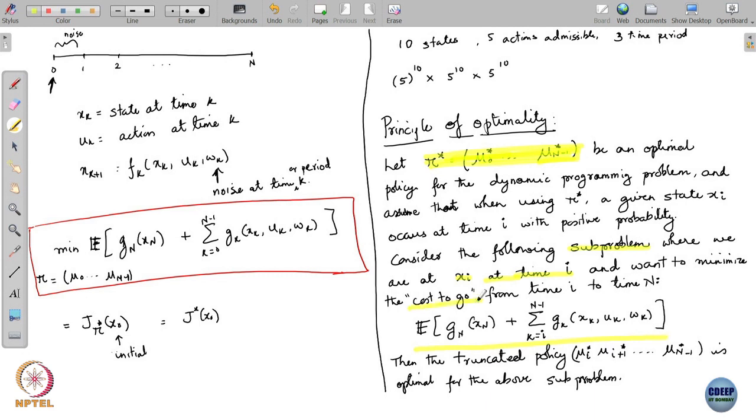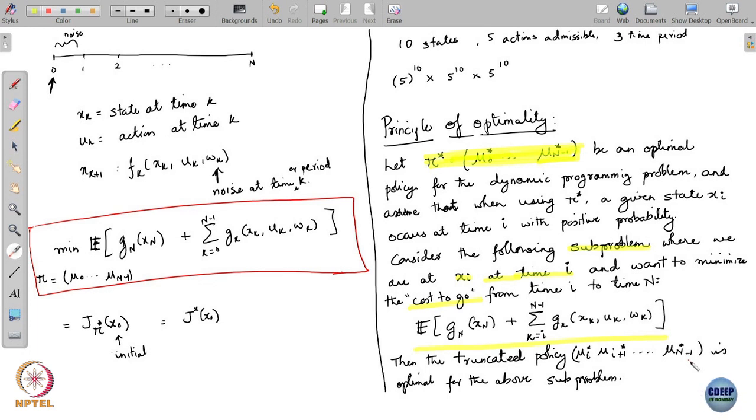Then if you look at this particular problem, what is the optimal policy? Well, the principle of optimality says you just look at your original policy that you had here, and just truncate it. So, this policy has functions for each time instant from 0 to n minus 1. You look at the policy starting from time I till n minus 1. So, look at a truncation of this particular policy, and that is your truncated policy mu I star to mu n minus 1 star, then that truncated policy is actually optimal for this subproblem.